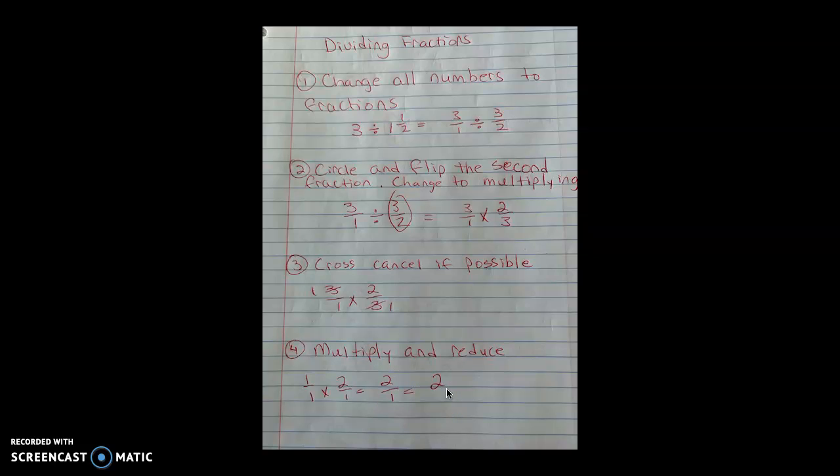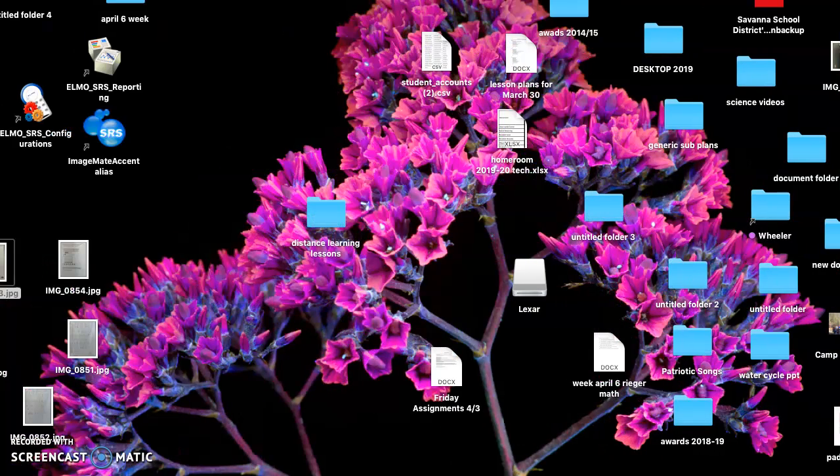So the only difference between dividing fractions from multiplying fractions is you have to circle the second fraction, flip the second fraction, and change it to multiplying. All the other steps are the same that you learned with multiplying fractions. Let's take a look at pages 39 and 40.